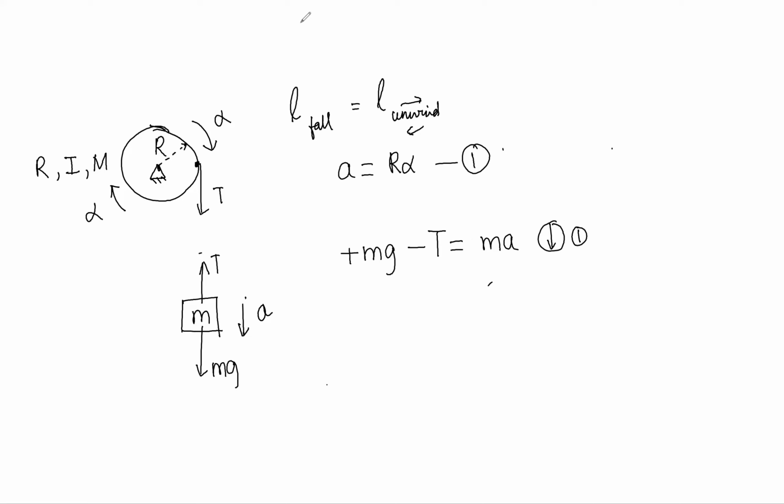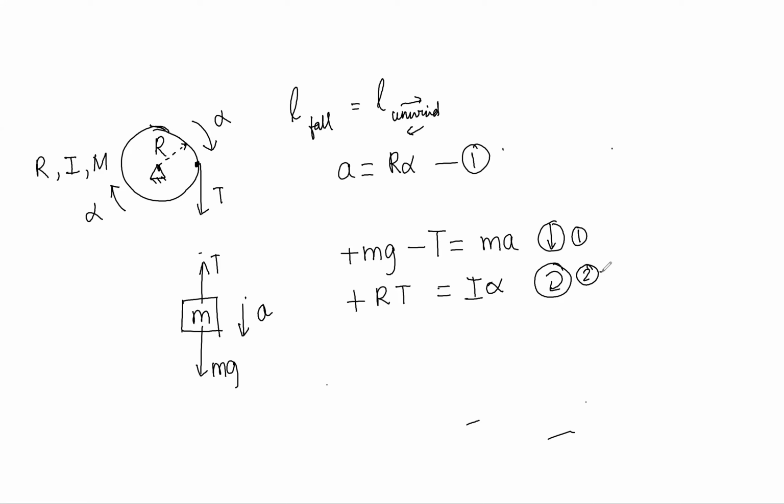Second one. Because the pulley is rotating, there is a torque. Do you see the tension is providing the torque? So you can write plus r into t, the torque because of the tension, is equal to I into alpha. This is about the rotation, and that's your second equation. What do we want to do? We want to find out alpha, we want to find out A.